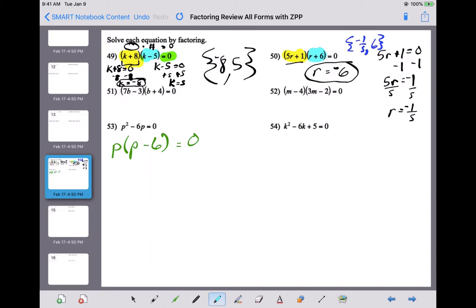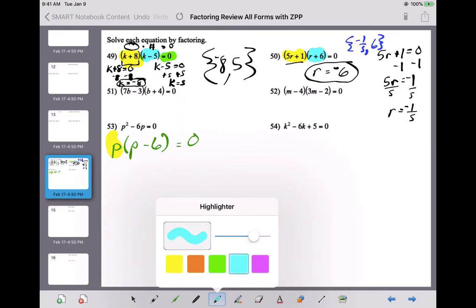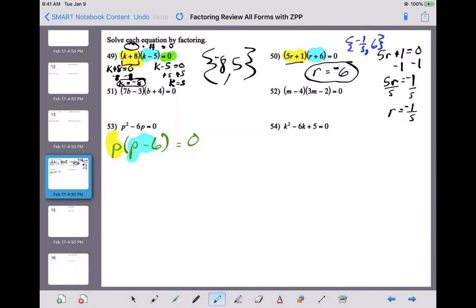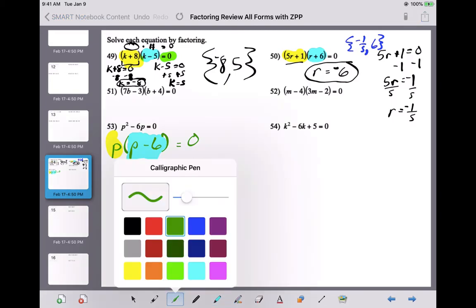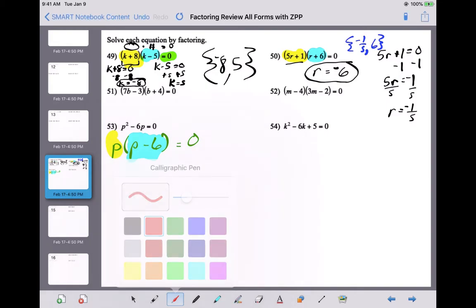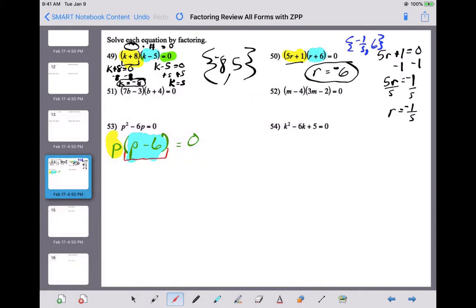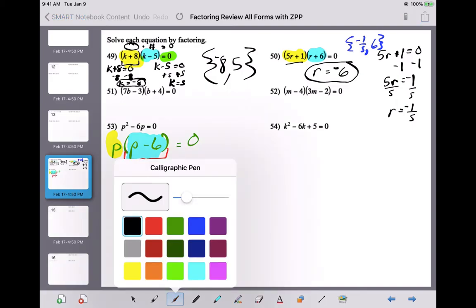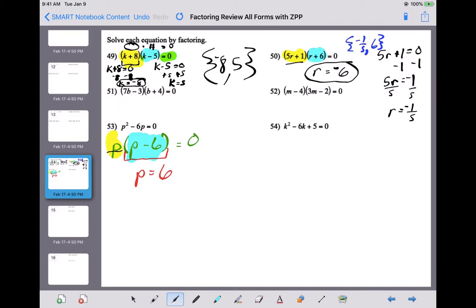And now I can't factor either of these factors any further. p is as factored as it gets, and p minus 6 is as factored as it gets. I can't square root or cube root both of the terms in that factor. So what makes this factor p minus 6 equal 0? That'd be 6, right? But then this is another factor right here. What makes this equal 0? 0. Yeah, so you get two solutions there, 0 and 6.